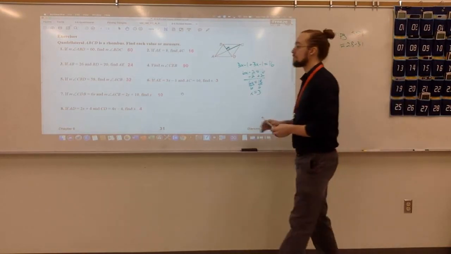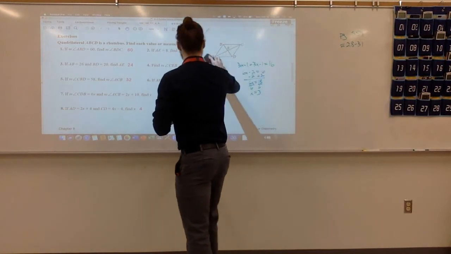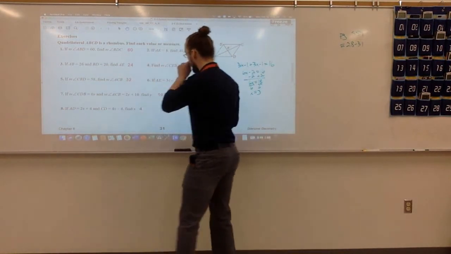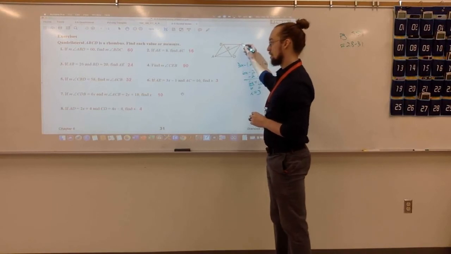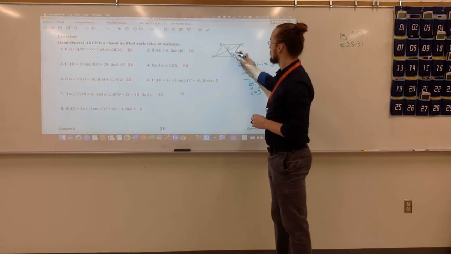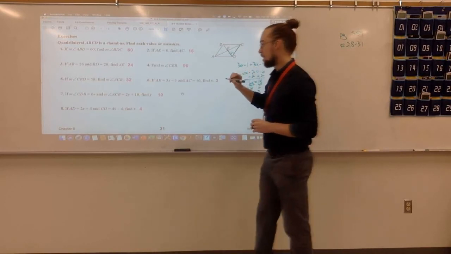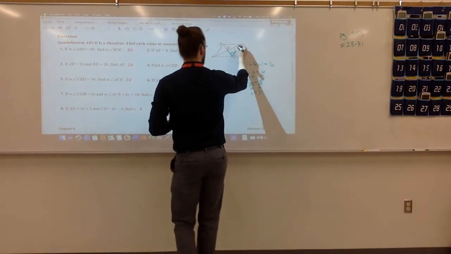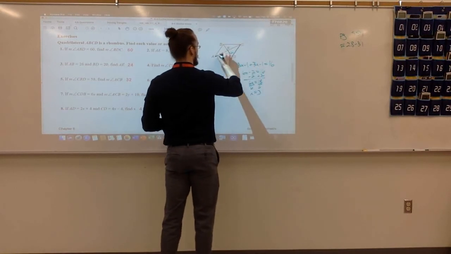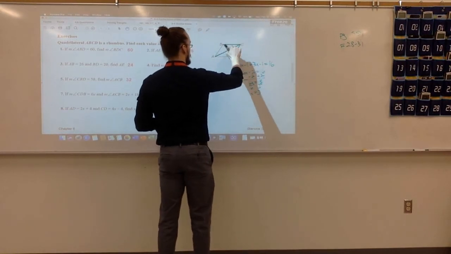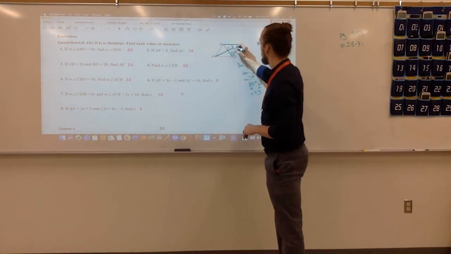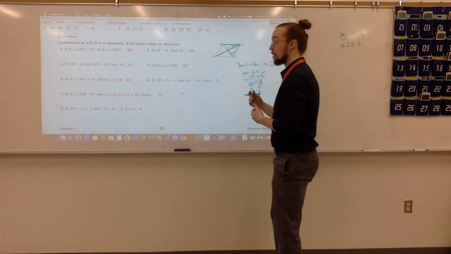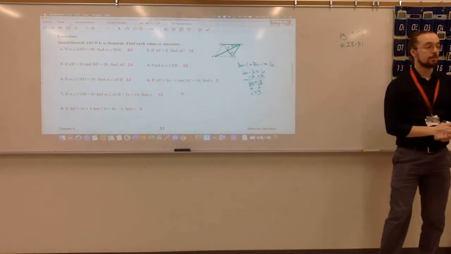7 and 8. So let's start with 7 here. So I know angle CDB is 6y, and then we know angle ACB, this angle here, is 2y plus 10. And from that, we want to set up and solve an equation for y.